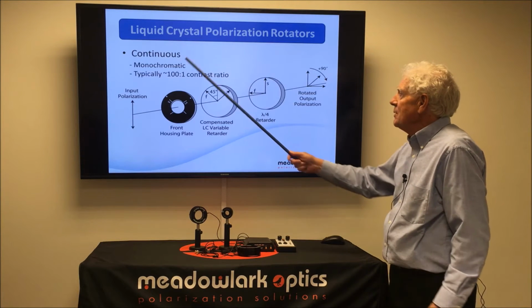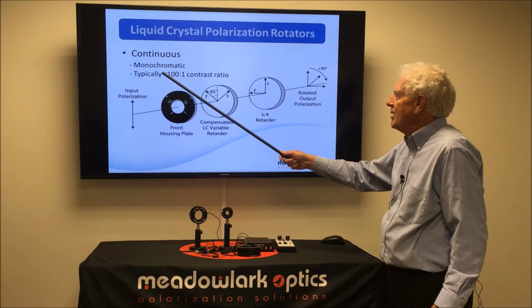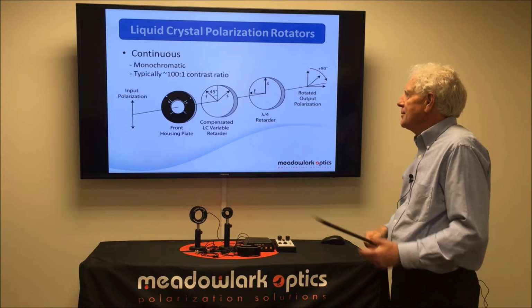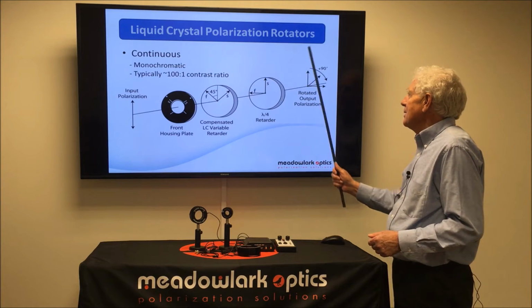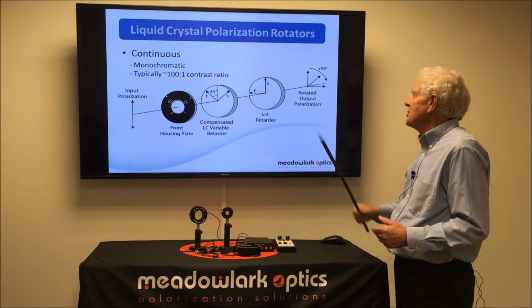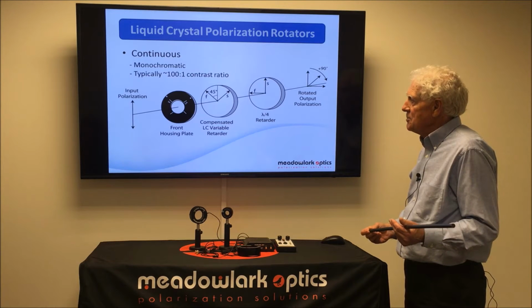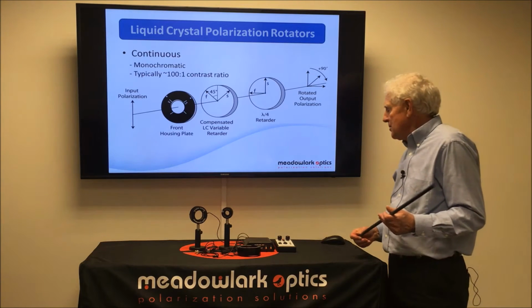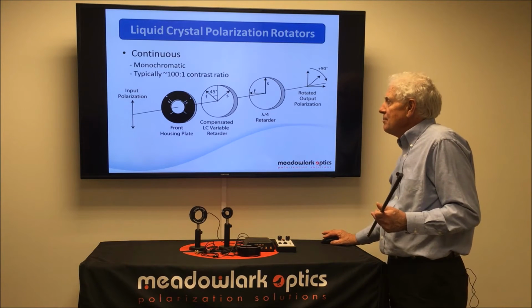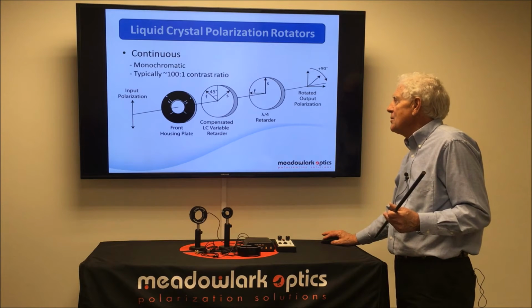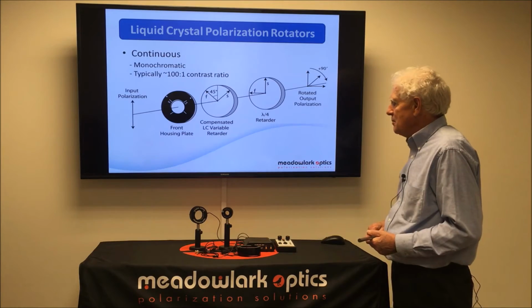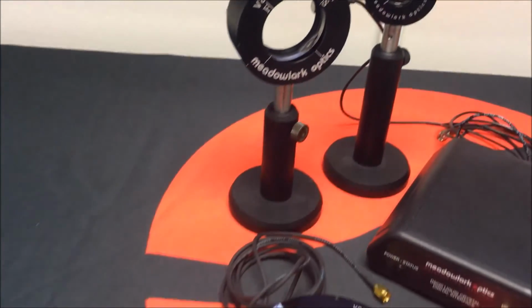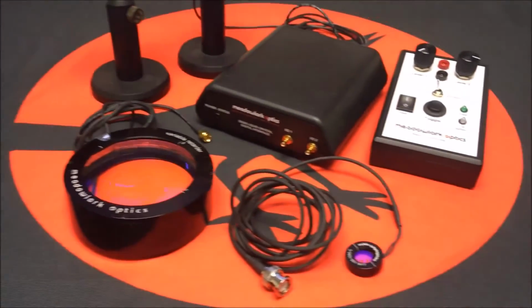And this provides continuous rotation for a monochromatic beam, typically providing a contrast ratio on the order of 100:1. And as the voltage is varied, we get a continuous change in the direction of linear polarization that comes out of this combination. So this is a handy technique to use. Switching time is typically on the order of a few tens of milliseconds. And these are examples of what some of these devices would look like, and these are controllers for them.